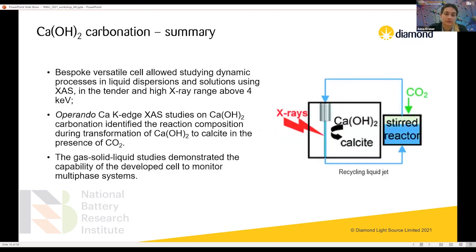We were able to successfully build the reaction cell, but also perform the multiple phase reaction and study the carbonation. And the Infineum company, who was part of this collaboration, got very big insight into the additives they use for the product development.